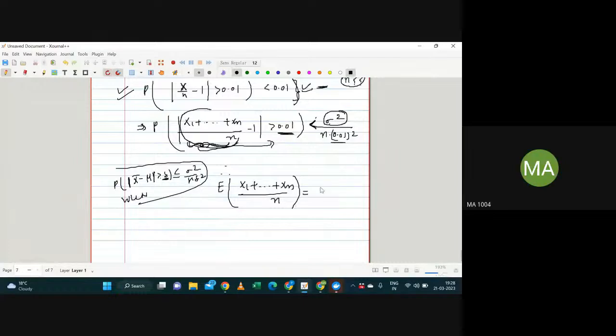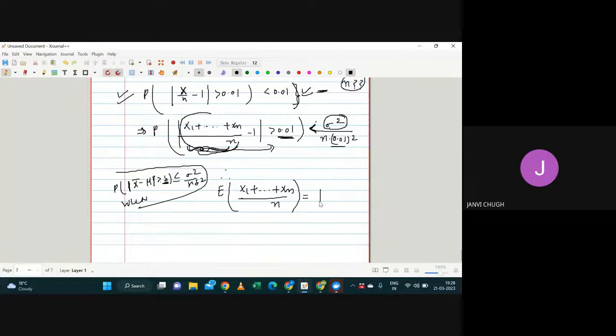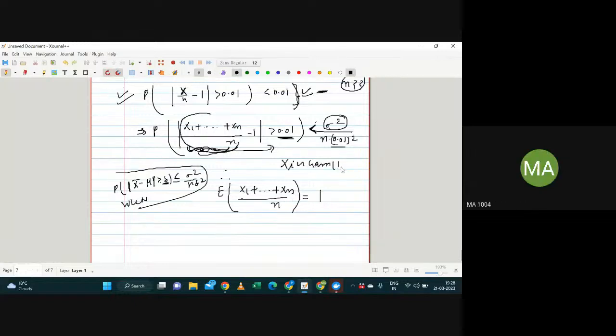This will be one, because each xi is gamma 1 comma 1, right? So the expected value of xi is what? One. So it will be n by n, right? It will be 1.